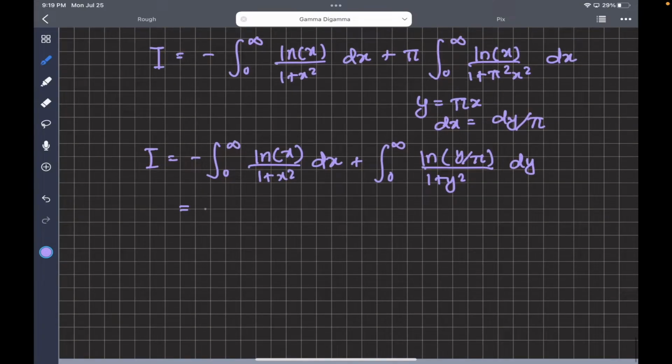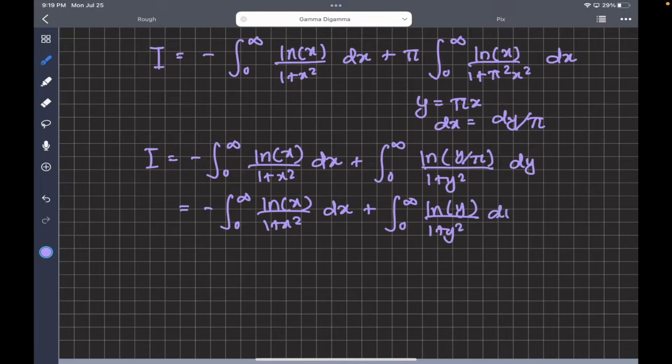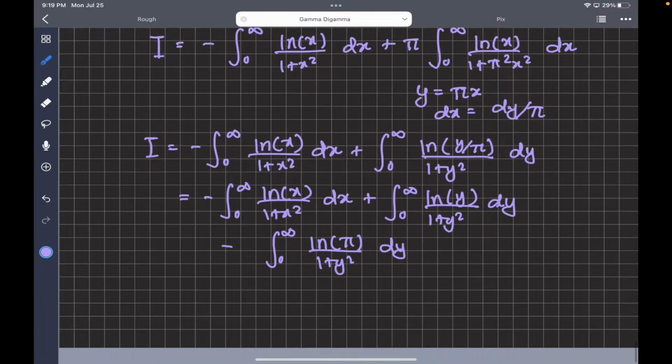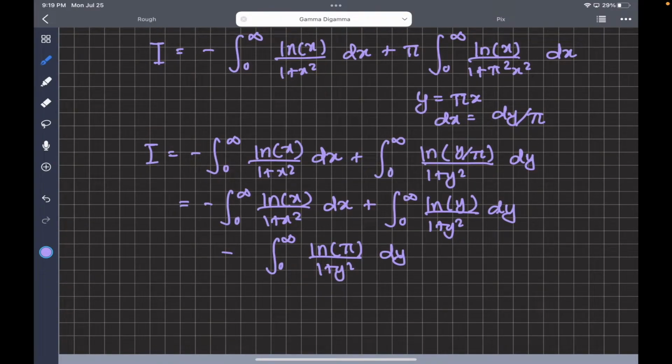This is really nice because the first guy as it is, we can use the natural log properties on the second integral to get natural log of y over 1 plus y squared dy minus integral from 0 to infinity natural log of pi over 1 plus y squared dy. Now, since it's a definite integral, it doesn't really matter what variable of integration there is. So these both things cancel out because it's the same domain of integration as well as the same integrand, just a difference of variables. So it's just the same integral.